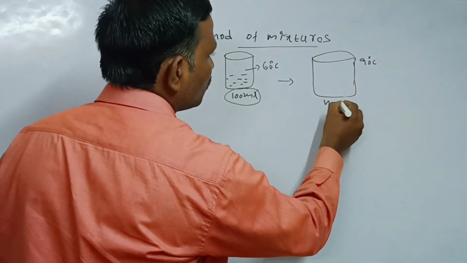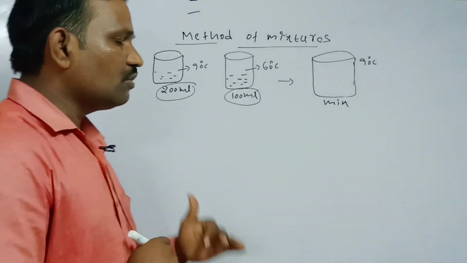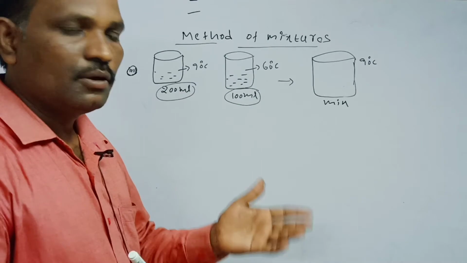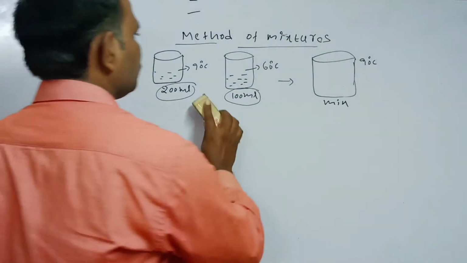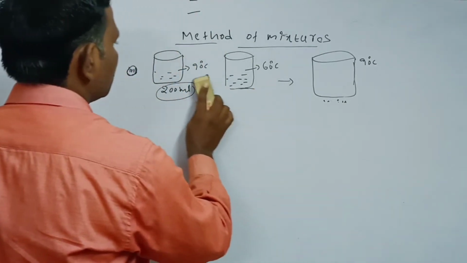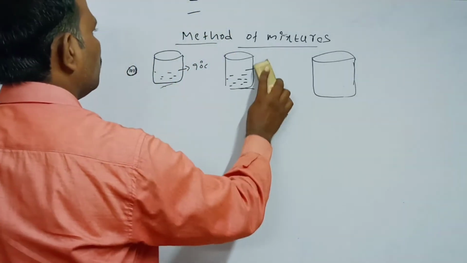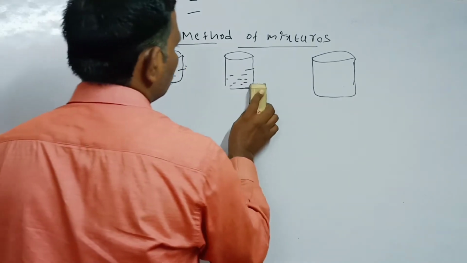For this one, we have to use a new formula, or we have to derive a formula. That formula is nothing but the principle of method of mixtures. Now we will see how to derive the formula for the method of mixtures. From here onwards it is very important for 10th class students. Carefully follow.